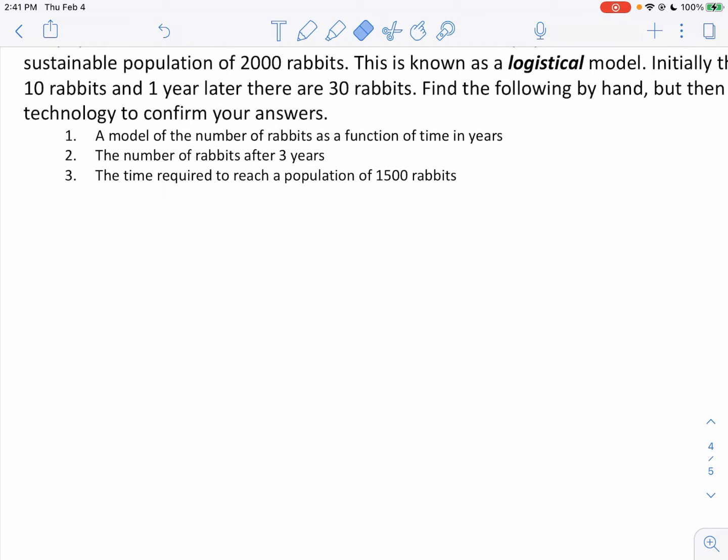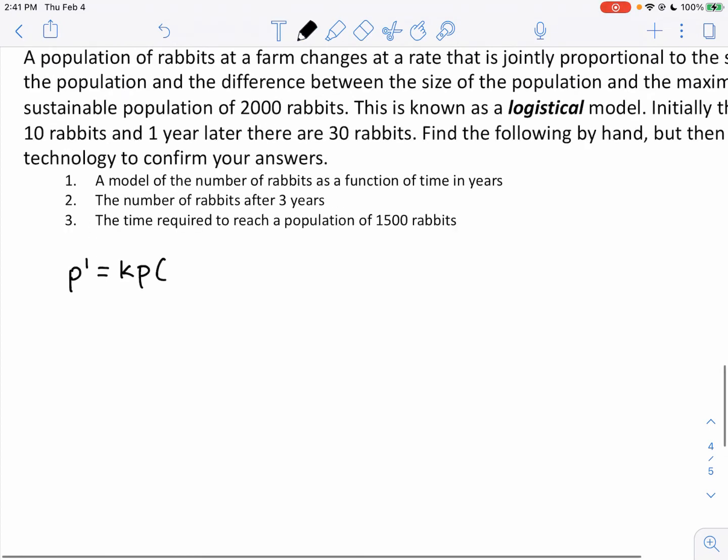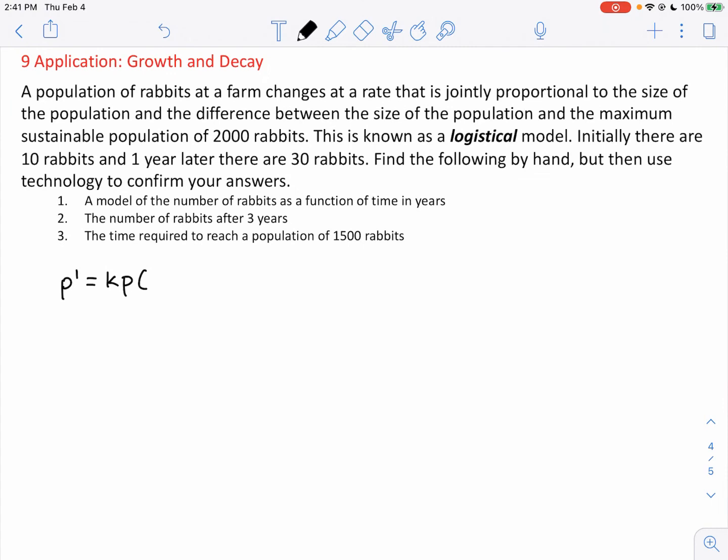So when we say that the population is changing, so P prime is jointly proportional to the current size and to the difference between the max sustainable population of 2,000 and the population. So this whole statement right here, all of that first sentence translates into this differential equation. And this is called a logistic model.